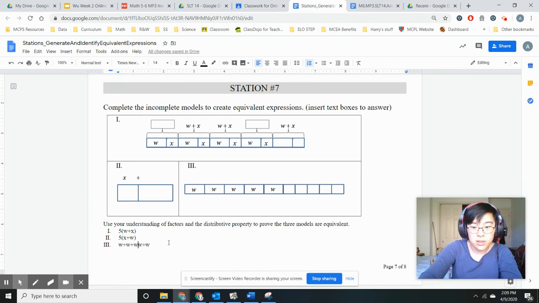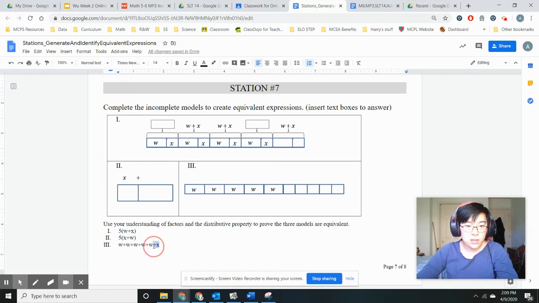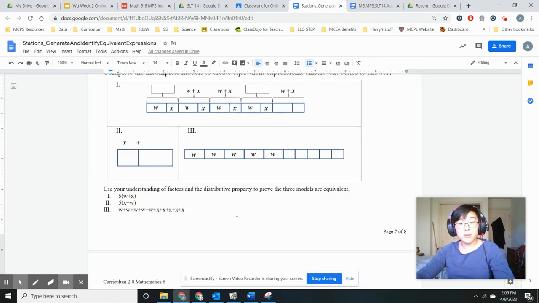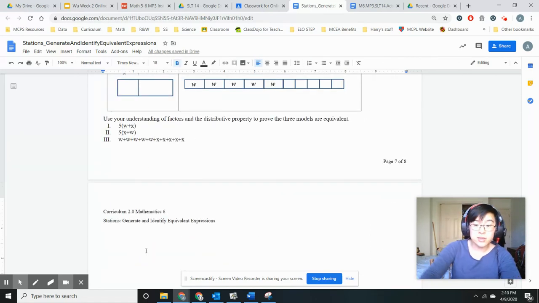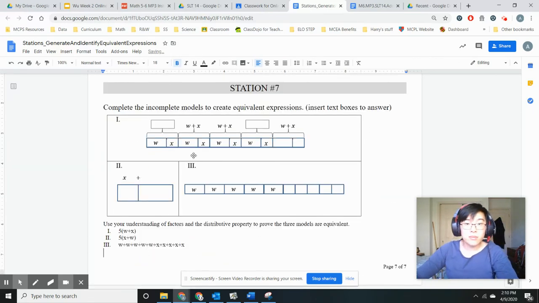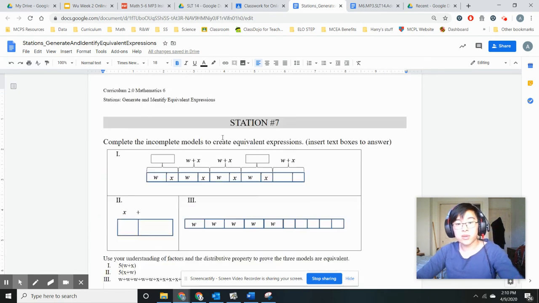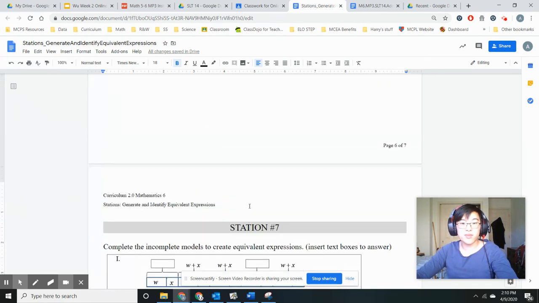Put a plus sign. There you go. Plus X. 1, 2, 3, 4, 5. 1, 2, 3, 4, 5. Okay, there we go. That's how you do that. Make sure you press backspace when you're doing this one because it will push things to the next page and it'll kind of mess up the formatting.